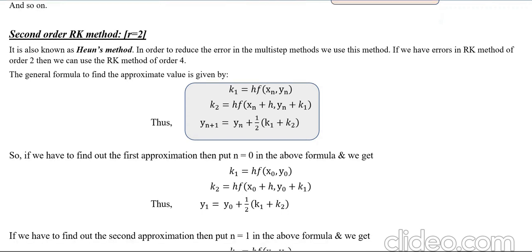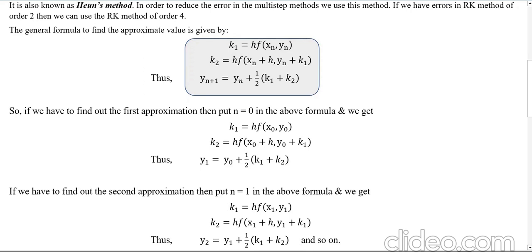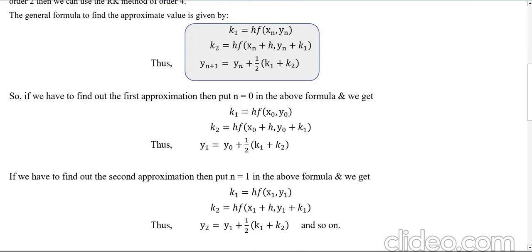And thus we got our first approximation y1, that is y at x1, as y naught plus half of k1 plus k2. If we wish to find out the second approximation, then we put n is equal to 1 in the general formula, and we can calculate it by k1 is equal to h times f of x1 comma y1, k2 is h times f of x1 plus h comma y1 plus k1, and y2, that is y at x2, is calculated as y1 plus half of k1 plus k2. In the similar way, we can find out the third and the fourth approximation as well.